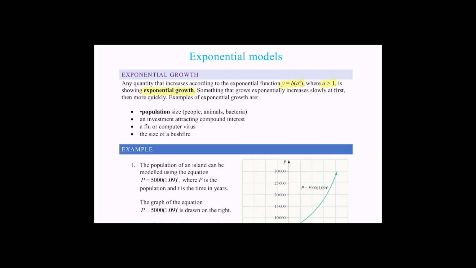So for example, population size, an investment that gets compound interest, a flu or a computer virus starts out slowly, gets bigger and bigger, and a bushfire starts out small, gets bigger and bigger. All examples of exponential growth.